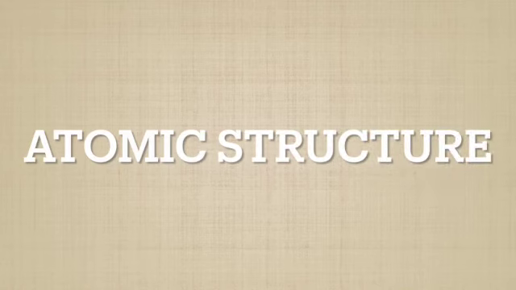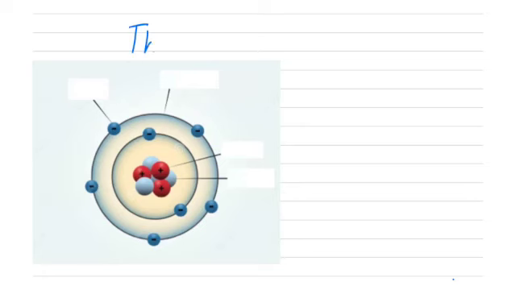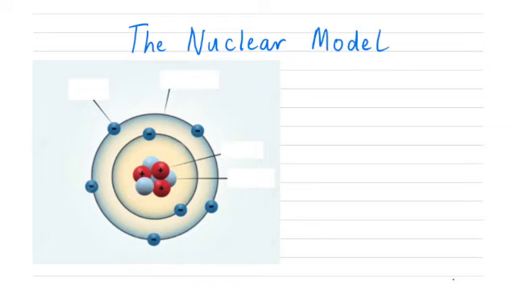So we're going to be having a look at atomic structure today. So looking at GCSE atomic structure. So we had a look at the history of the atom last lesson, and now we're going to have a look at the nuclear model, just to remind you about key features.